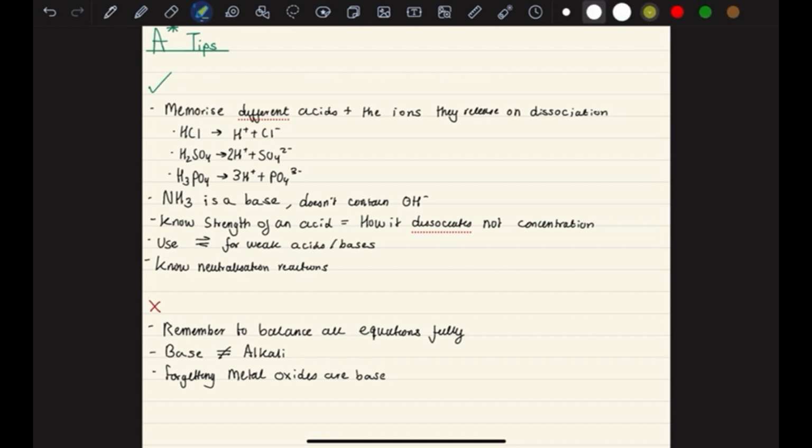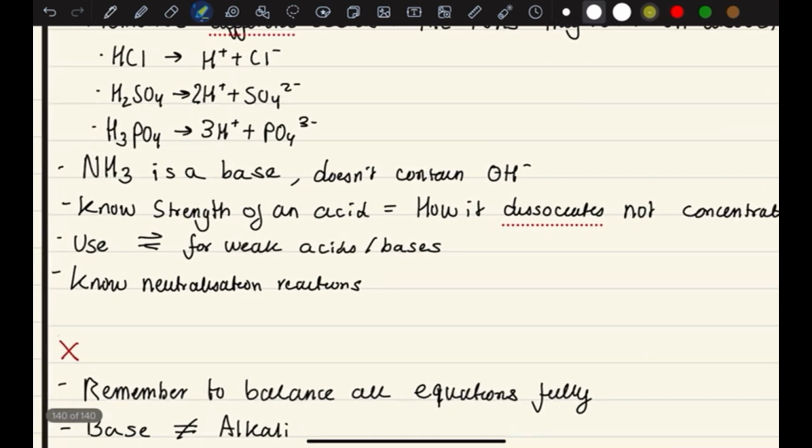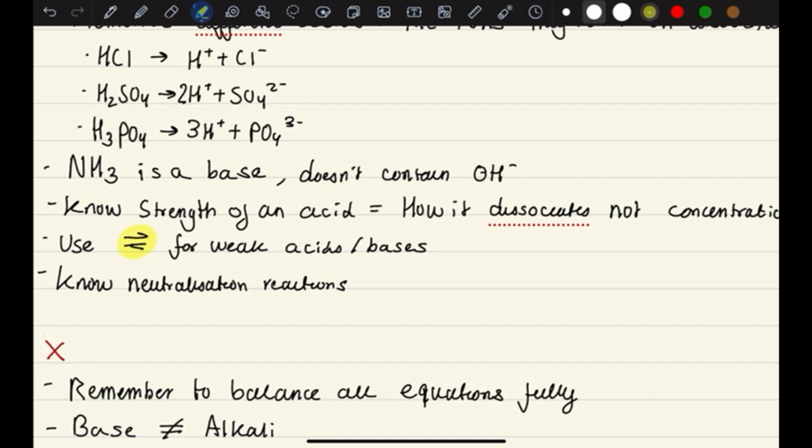Cool. What else do we have here? Use the reversible sign. Really important. I think it's maybe even a bit easy to forget sometimes, but they do tend to pick it up and deduct marks if you don't use that when you're talking about a weak acid or weak base. And also just know the neutralization reactions, like with the carbonates, the metal oxides, or the alkalis.